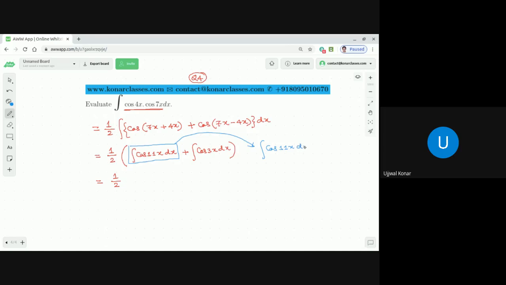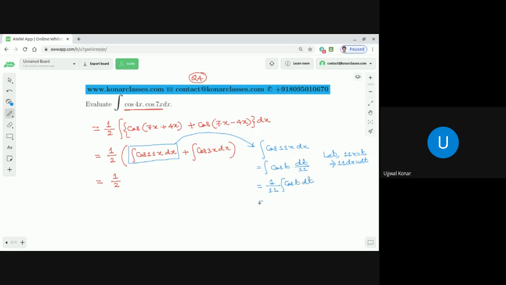Gurman, are you able to follow? Yes, sir. So let 11x is equal to t. This implies 11 dx is equal to dt. So this implies cos 11x is cos t, and dx is what? dt by 11. So we know that we can take the constant out of the integration. So 1 by 11 integration cos t dt.